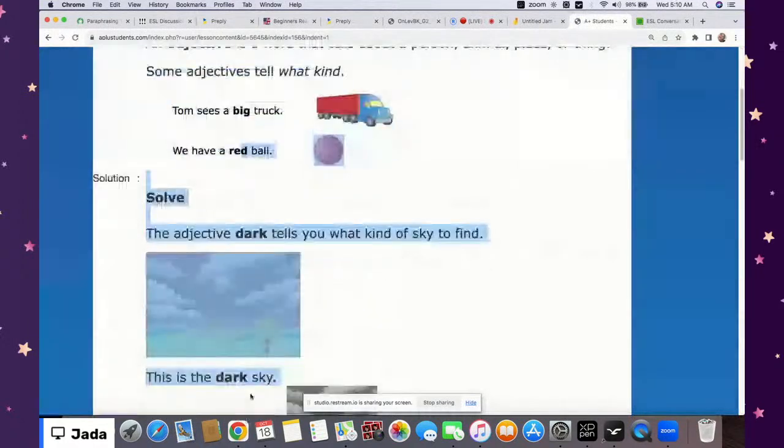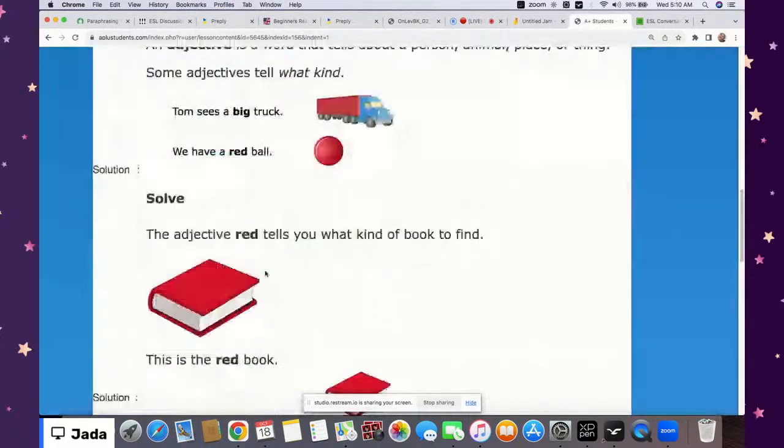So we will check some more examples, okay? Then I can see the book. So what kind of book can you see? The red book, because the book is red, right? So you say, this is the red book.